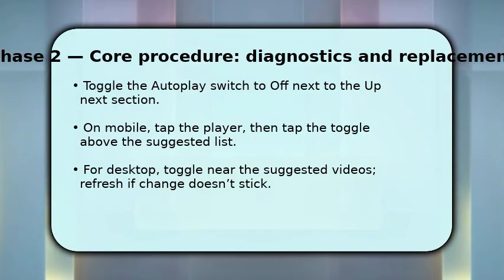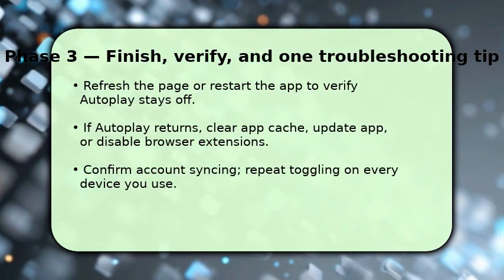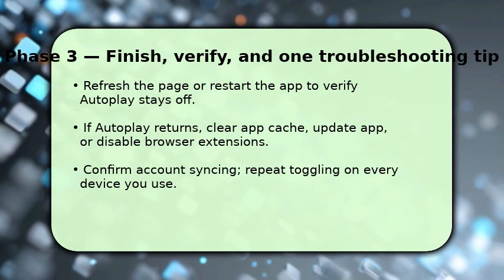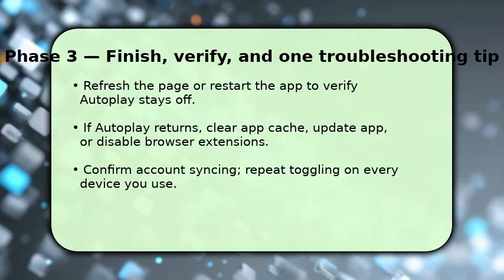Finish by confirming autoplay is truly off. Refresh the page or restart the app, then play another video to verify no next video starts. If autoplay returns, clear the app cache or update YouTube.